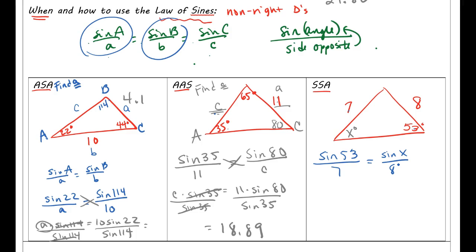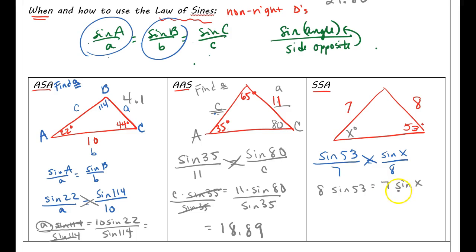Now this one's going to be a little bit different to type in. We're still going to cross multiply. And when we cross multiply, we'll have 8 sine of 53 equals 7 sine of X. And what's weird is that a lot of you are going to want to divide by a 7 sine.